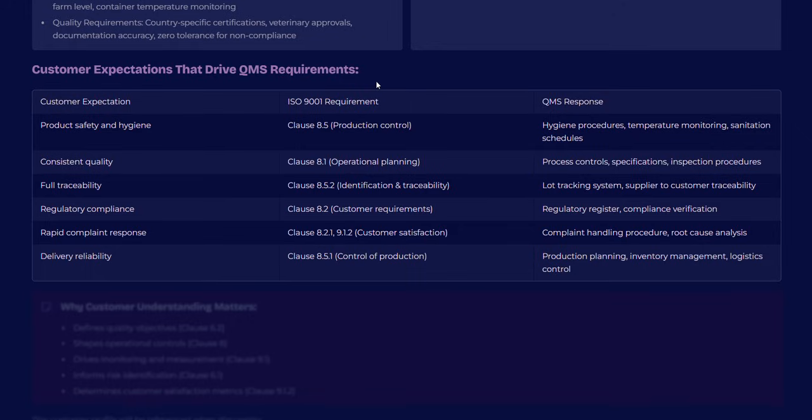Then we have rapid complaint response. This is ISO 9001 requirements, clause 8.2.1 and clause 9.1.2 customer satisfaction. Our response here in QMS is through complaint handling procedures and effective root cause analysis. Then we have delivery reliability, the requirements of ISO clause 8.5.1 control of production. Response with our QMS here includes production planning, inventory management, and logistics control.